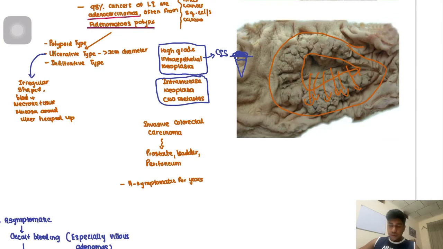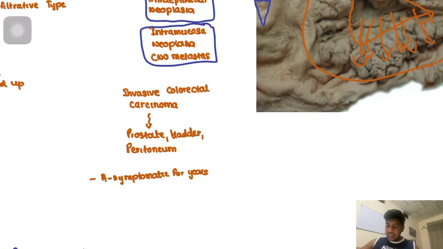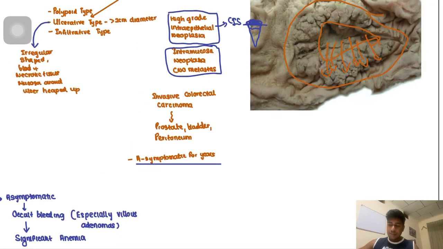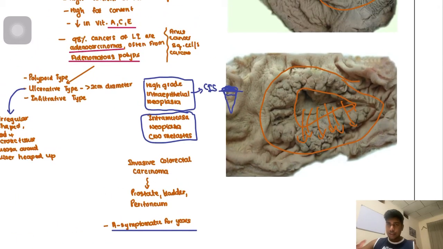Then it can go into lymph spread, hematogenic spread, and this is important. These patients are usually asymptomatic for years, and suddenly within a few months they get all the symptoms, and usually it's too late to do anything.